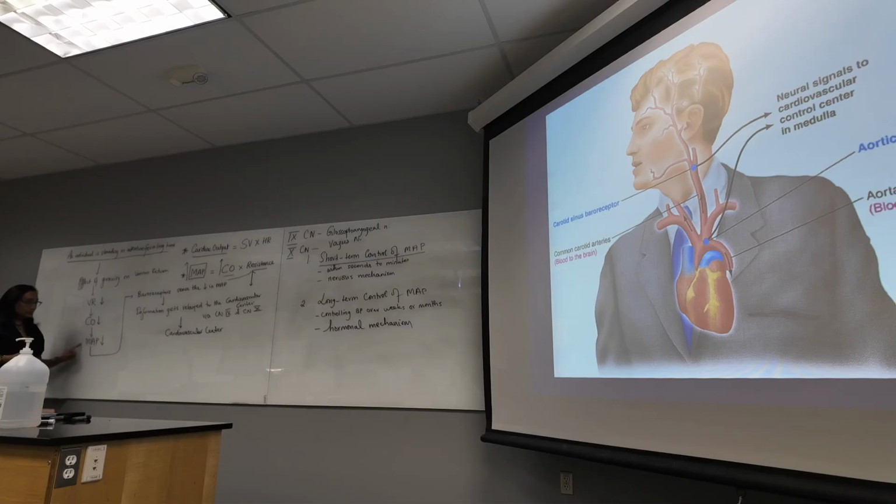That's the homeostatic mechanism. It's already decreased. It is less than 93 millimeters of mercury. So it has to bring it back to 93.